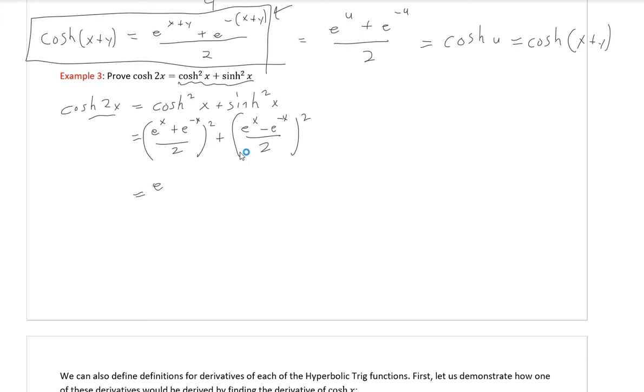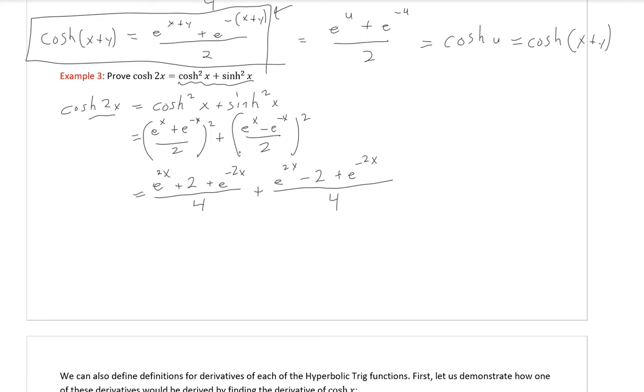So this one expands to give e to the 2x plus 2 plus e to the negative 2x all over, rather, 4, not 2. And we did something like this before. And then for the second one, we get e to the 2x minus 2 plus e to the negative 2x all over 4. So this should look kind of familiar with what we did with the quote-unquote hyperbolic trig functions, or hyperbolic Pythagorean trig functions.